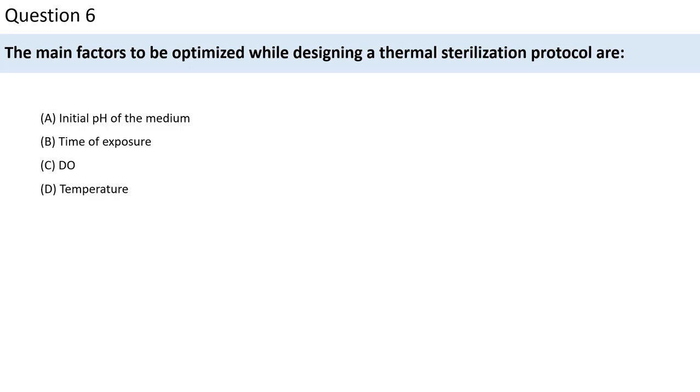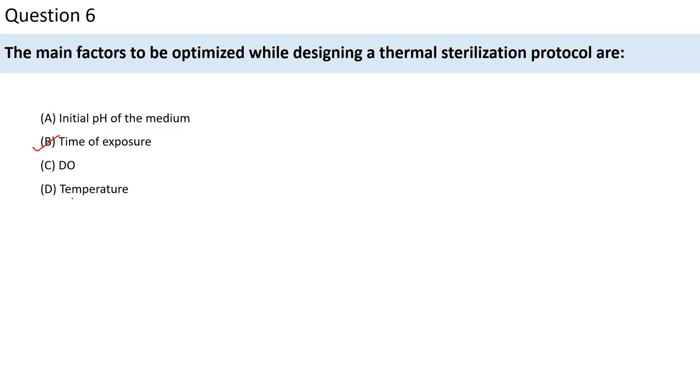In the case of fermentation, DO matters. But while designing a thermal sterilization process, how is DO going to matter, because we are not going to cultivate the cells here? We are going to completely destroy the cells. For that, this is not going to be one of the important factors. Okay, so till now what we have seen, time of exposure is being considered as one of the important factors for the thermal sterilization process. Coming back to the next option, that is option D, temperature.